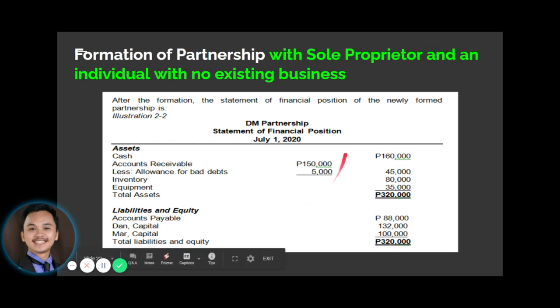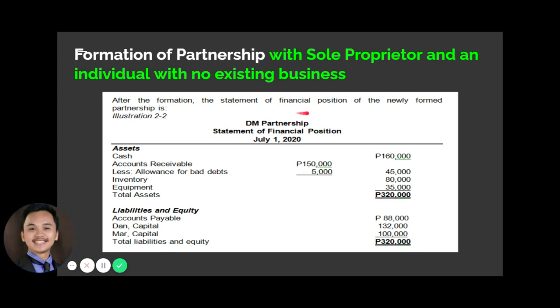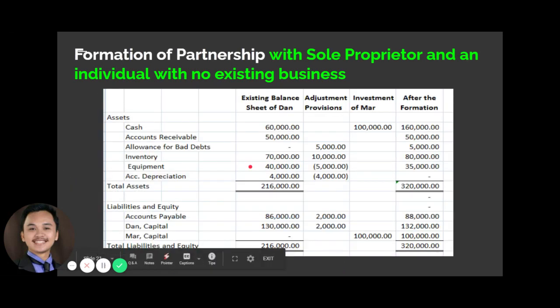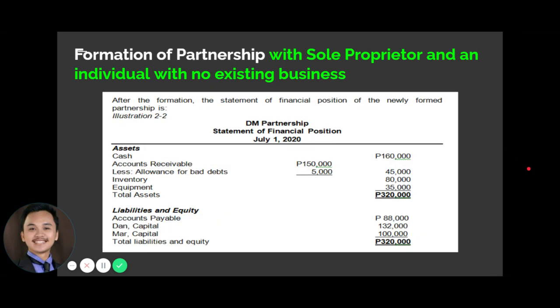Okay, from the worksheet earlier, this will now be the picture of the statement of financial position of DM partnership. Meaning, it is no longer the old business of Dan, but rather it's already the partnership of Dan and Mar, DM partnership. So they will now have 320,000 in assets and a combination of liabilities and equity. It comes from our worksheet. So 320,000. This is the financial position of the new partnership.